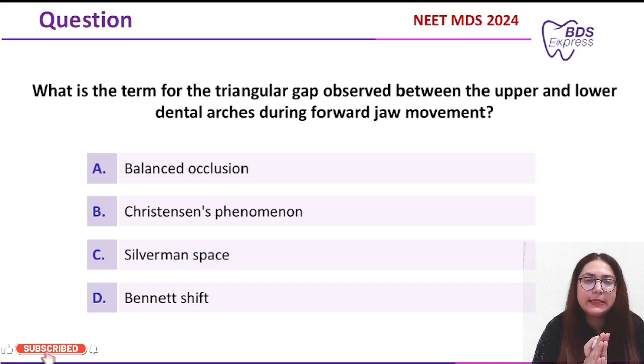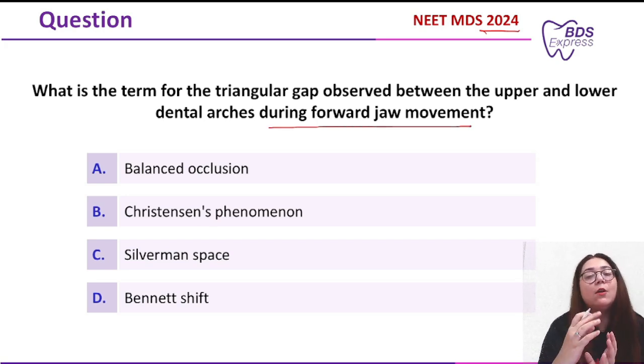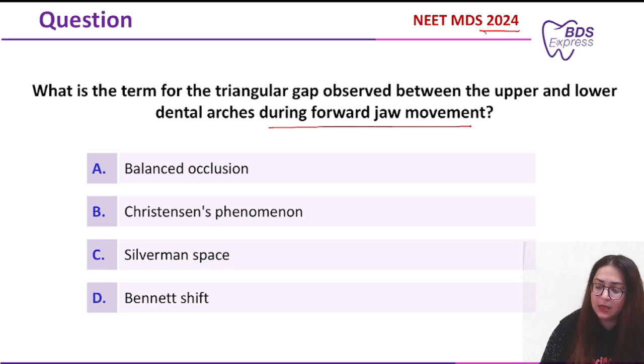In today's class, we'll be seeing this question which was asked in the year 2024. The question says: what is the term for the triangular gap observed between the upper and the lower dental arches during forward jaw movement and also on the lateral excursion? So, whenever you are bringing your lower jaw forward, there will be triangular spaces created. I'll show you the image.